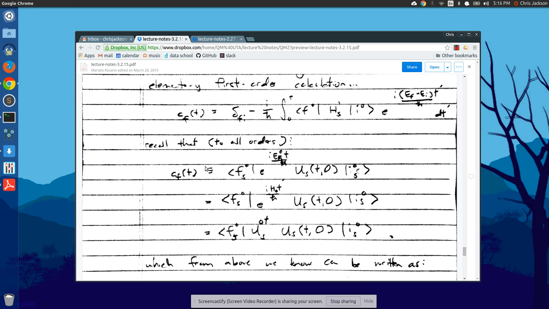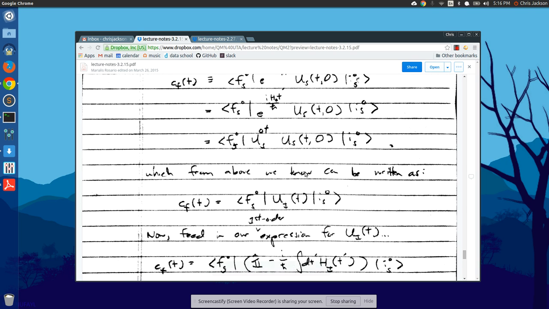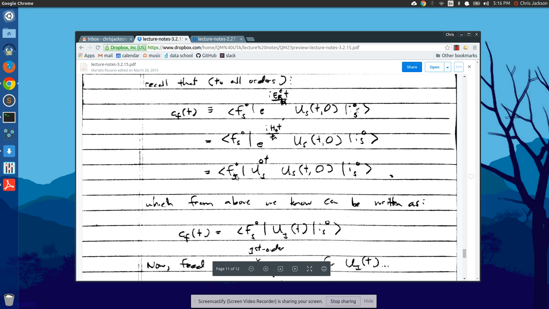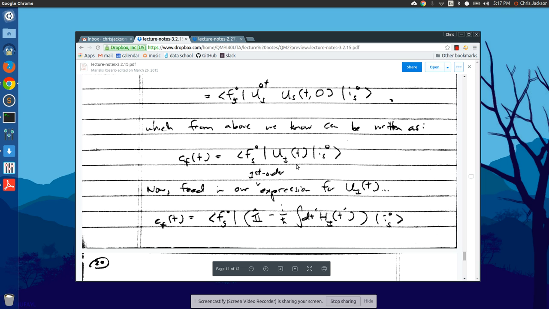to all orders, remember, this coefficient is just the overlap between the final state and the initial state. The final state has this term, which is the time evolution operator hitting this state, and over here we have the time evolution operator hitting this one. I can work backwards and rewrite this in terms of U_S dagger and U_S. But we know that this combination is nothing but our interaction picture time evolution operator, right?